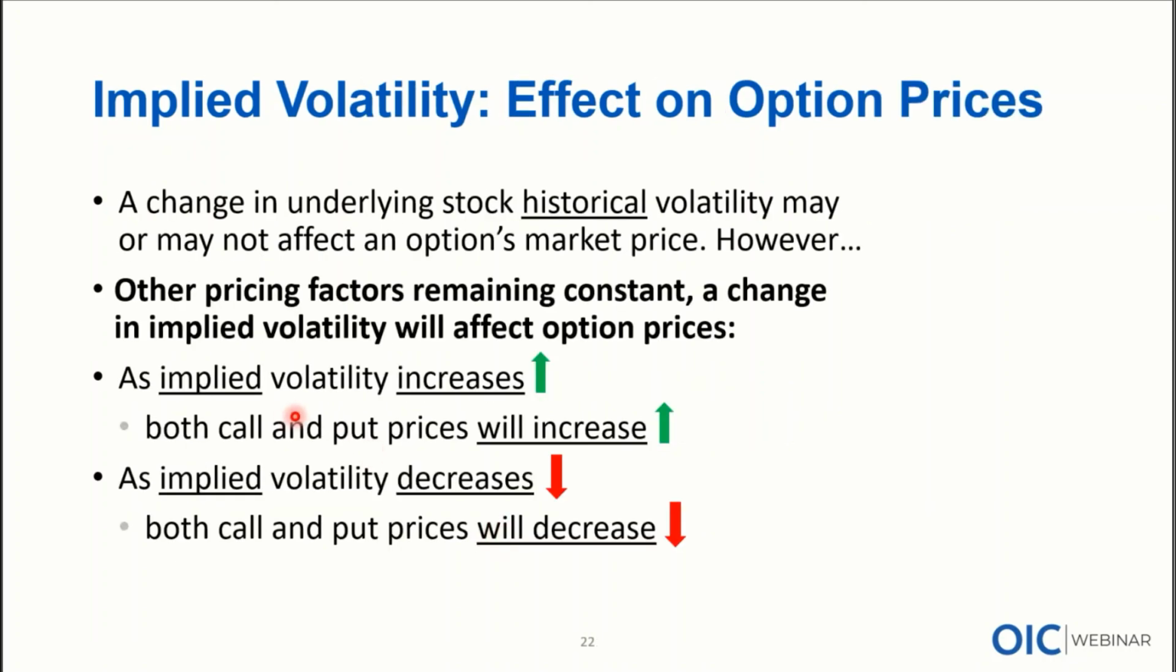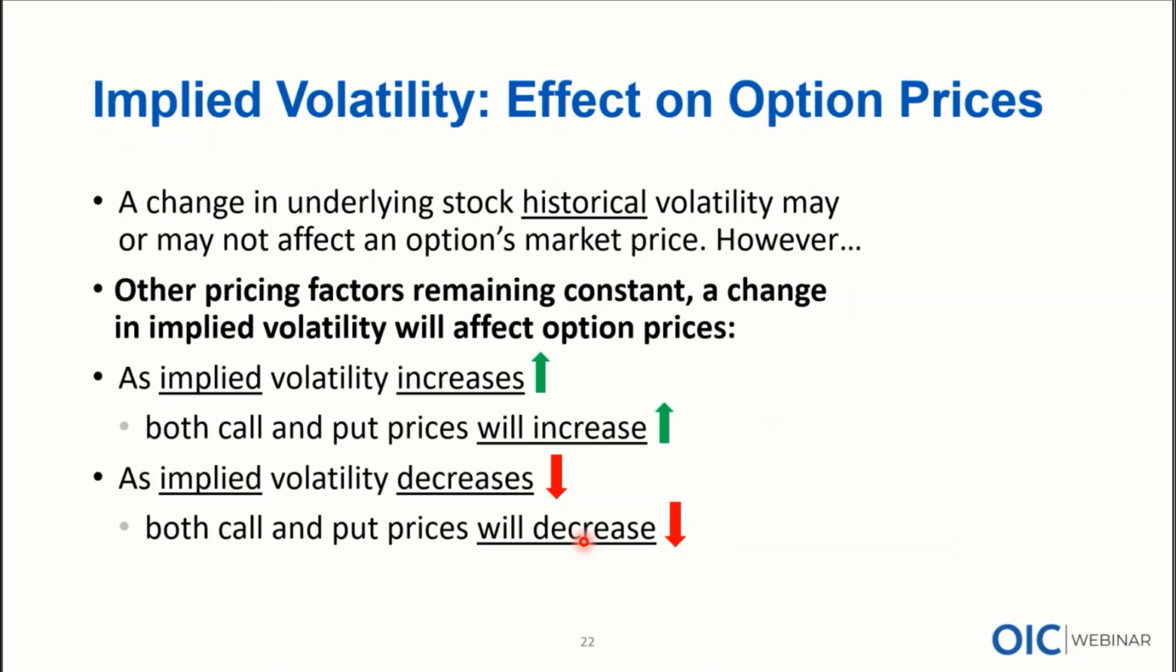And that's very simple to understand. All else equal, implied volatility changes will affect option prices. As volatility goes up, then the range of possible expected future prices goes higher, and that will increase both call and put prices. As implied volatility decreases, that range of potential future prices that the market is expecting shrinks, and call and put prices both decrease. I'll also say that the sensitivity of option prices with respect to changes of volatility increases as you go out in time.